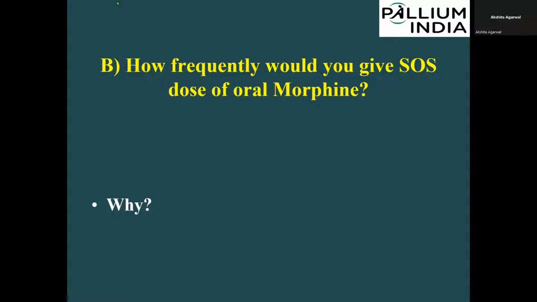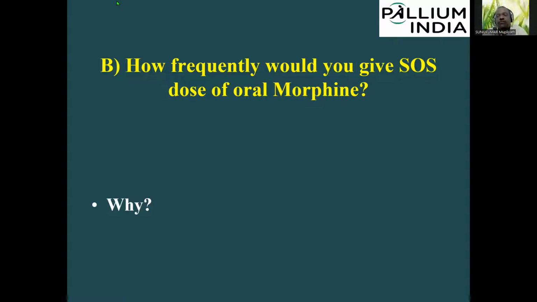Isn't breakthrough dose supposed to be maybe 1/6 of the original dose? Yes, 1/6. If you calculate the 1/6, then that would come to the regular dose. Suppose the patient is taking 10 milligram every 4 hourly. The total dose is 60 milligram, and if you take the 1/6, that means it's 10 milligram. So breakthrough or SOS is the same, and it would be the regular dose, 10 milligram.